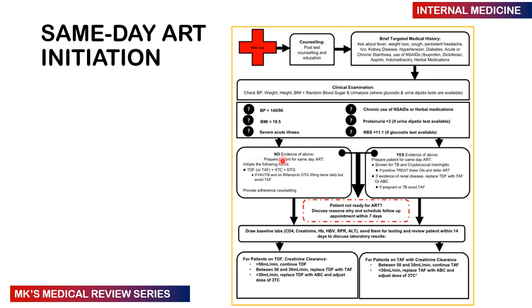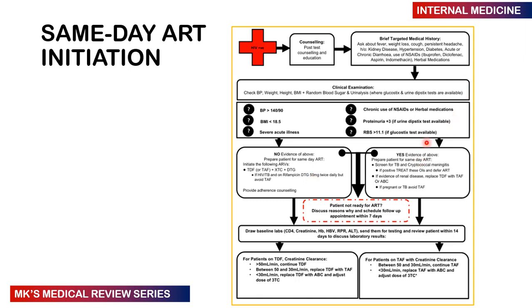which is either the lamivudine or emtricitabine, plus dolutegravir. Now, if they are HIV positive and they have TB and they are on rifampicin, then of course you want to avoid the TAF, and then of course increase the dosage of DTG to 50 milligrams, because of the drug-drug interaction between DTG and rifampicin, of which I talked about in the previous video.